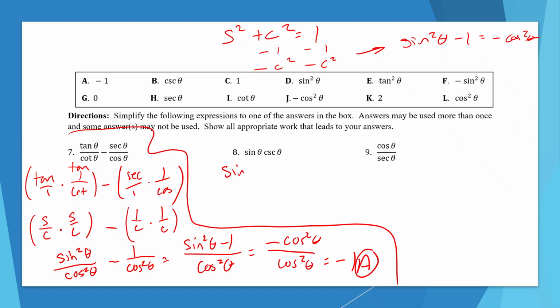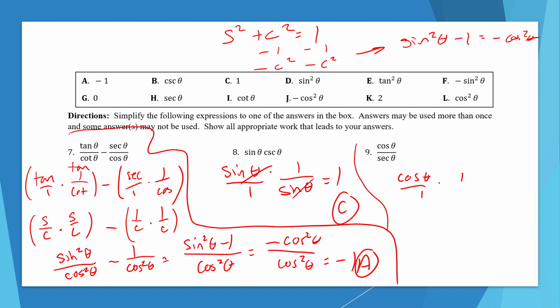8, sine theta times cosecant theta. Cosecant theta is 1 over sine theta. Those will cancel out. We're left with 1. So C is our answer for number 8. And then number 9, cosine theta over 1 times 1 over secant theta. This is going to be cosine theta over 1 times cosine theta over 1, because 1 over secant is just cosine. This is going to be cosine squared theta. So that should be L, our answer for number 9 there.